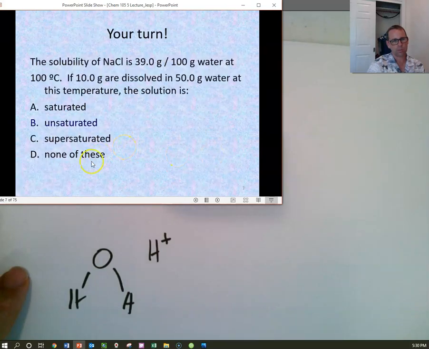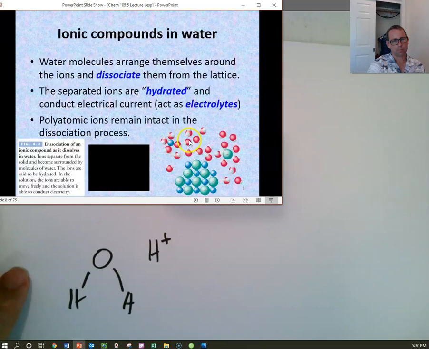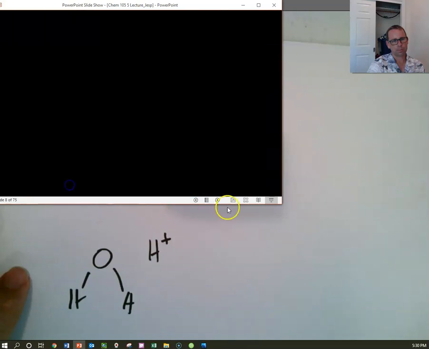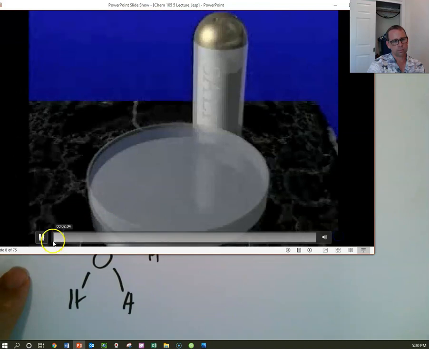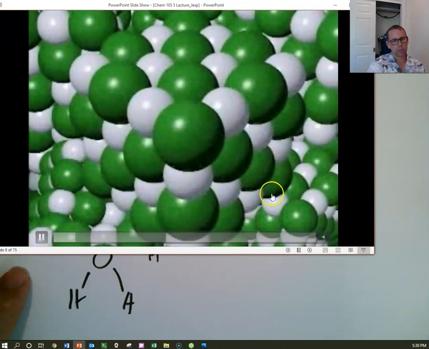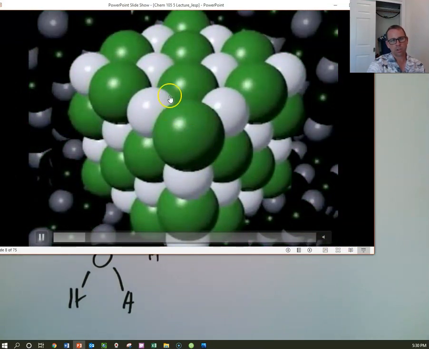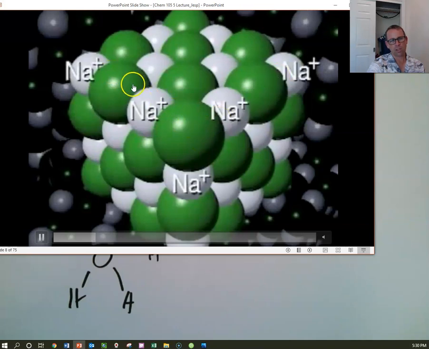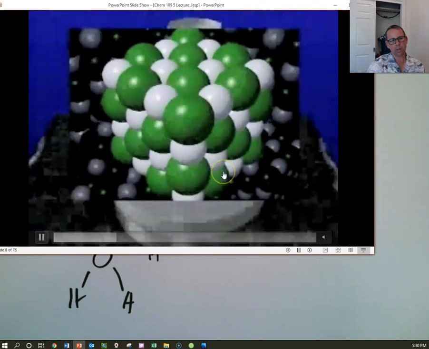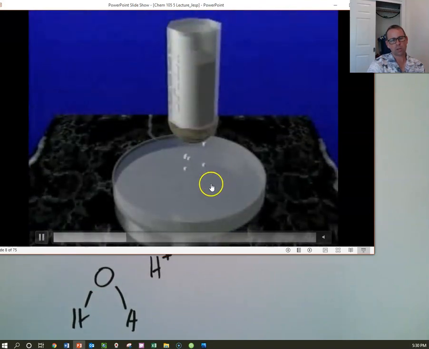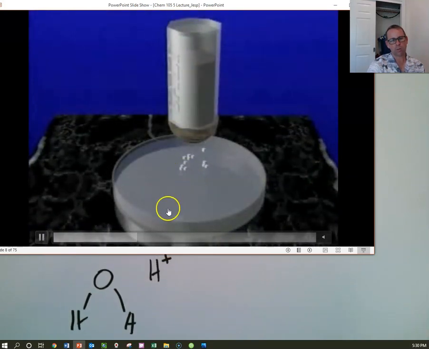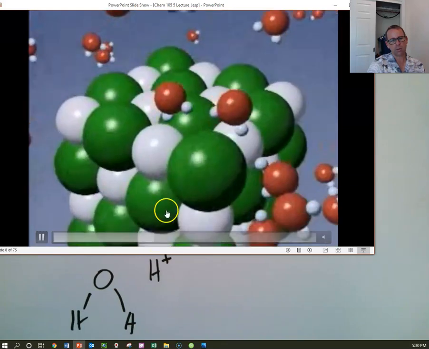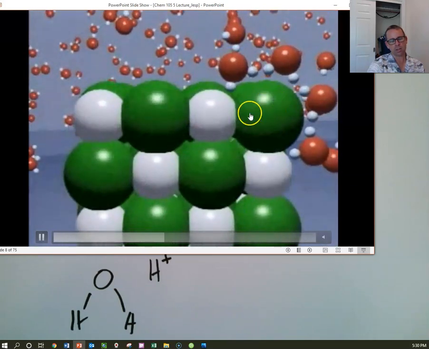Okay, so here it is. Like you said earlier, right? Sodium chloride crystals, when placed into water, the three-dimensional lattice will be torn apart, right? The sodium is separated from the chloride, because the water molecules grab on to the ions.